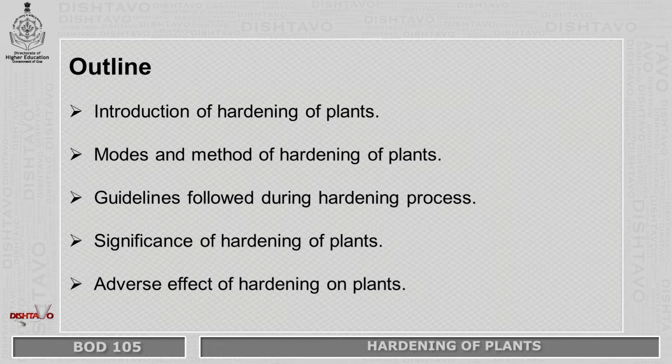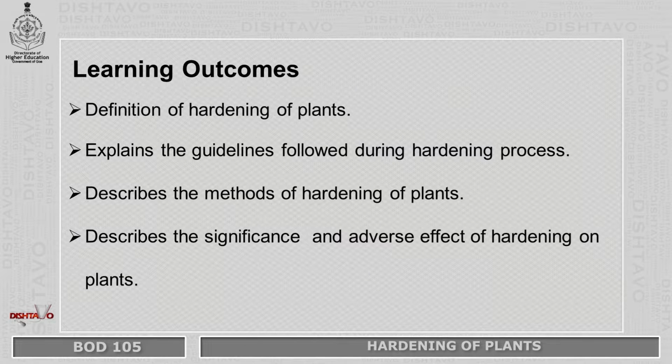Outline of the module is Introduction of Hardening of Plants, Modes and Methods of Hardening of Plants, Guidelines followed during hardening process, Significance of Hardening of Plants, and Adverse Effect of Hardening on Plants. At the end of the module, you will learn to define hardening of plants, explain the guidelines followed during hardening process, describe the method of hardening of plants, and describe the significance and adverse effects of hardening on plants.